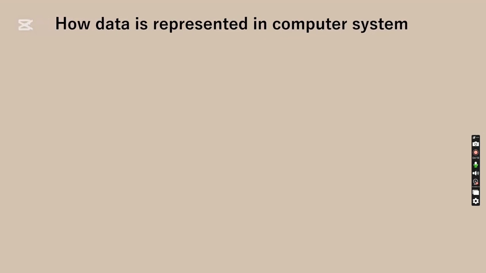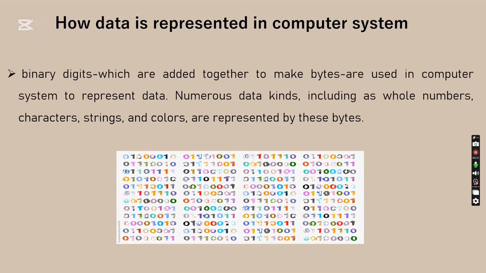How data is represented in computer systems. Binary digits, which are added together to make bytes, are used in computer systems to represent data. Numerous data kinds, including whole numbers, characters, strings and colors, are represented by these bytes.